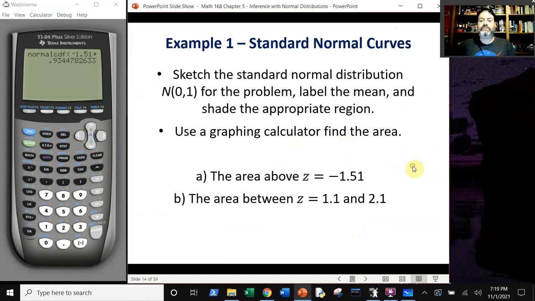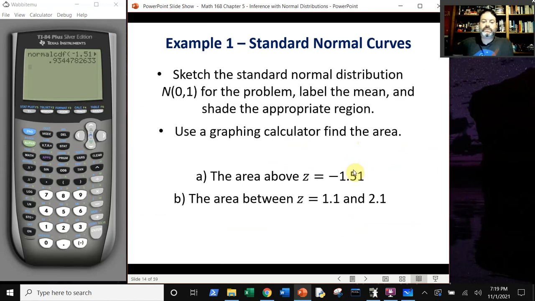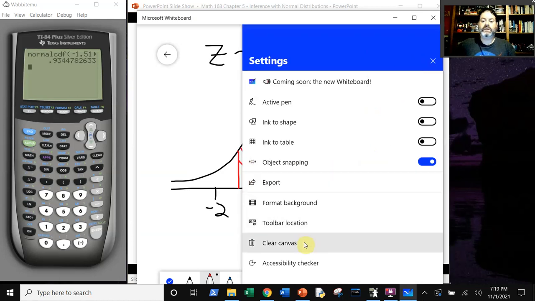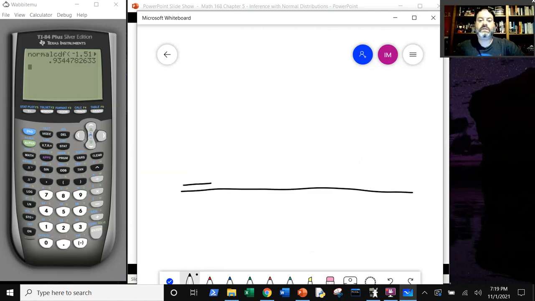And you can see from the PowerPoints that I have all that stuff ready to go. All right, let's do the second one. The area between z equals 1.1 and 2.1. So let's go back here. I'm just going to start over. It's just quicker. So everything's the same, right?